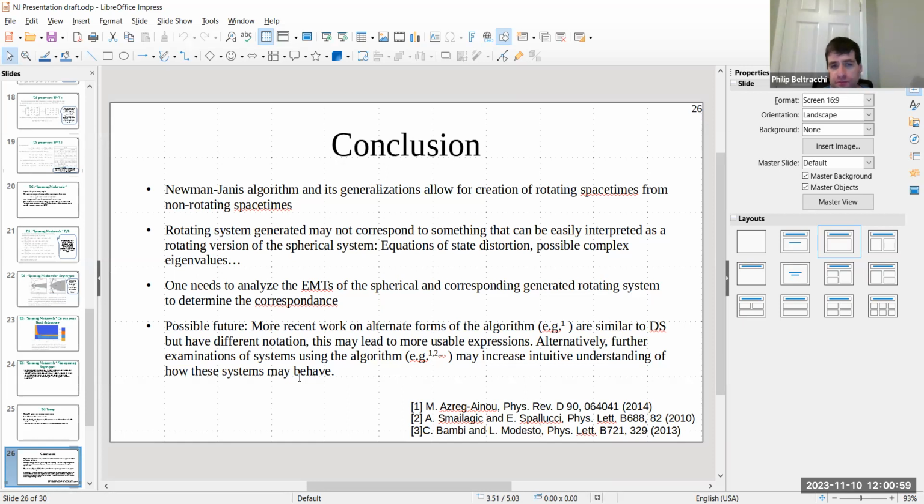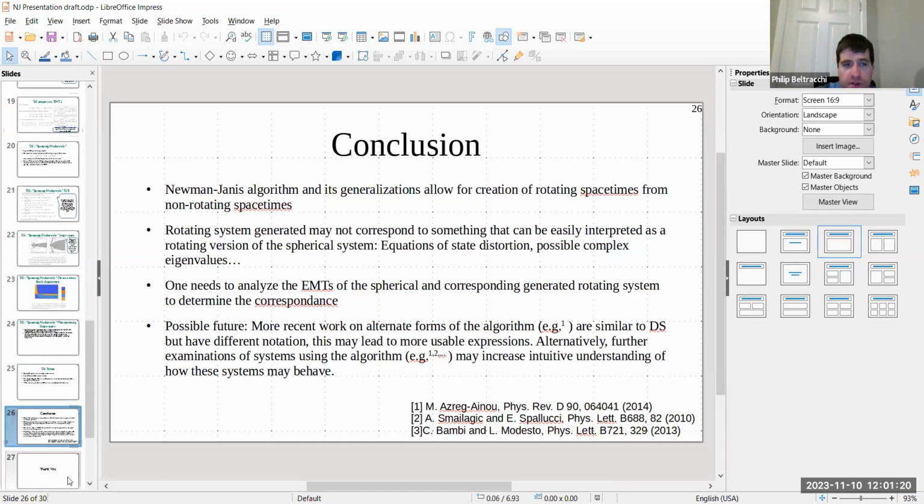Alternatively, people have been using the algorithm, especially the Gurses-Gursey version, on example spacetimes more frequently. Further analysis of these example spacetimes might increase the intuitive understanding of how the Gurses-Gursey systems behave in general.